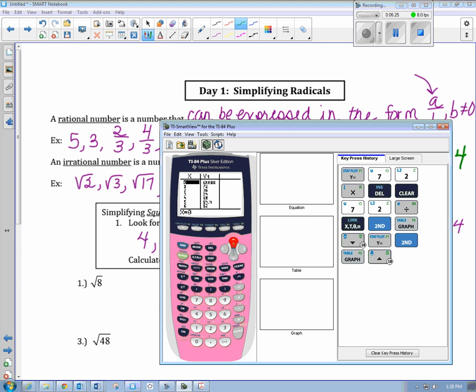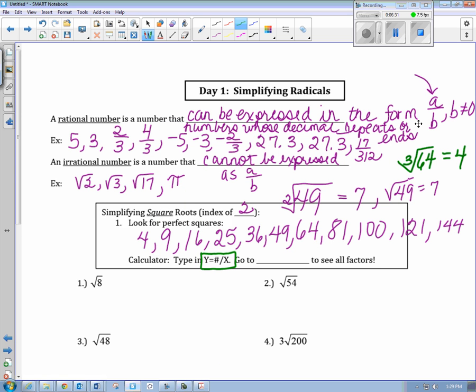So keep in mind, if you don't know the numbers, use your calculator and go through and take a look at the set of factors. So I'll put here, you're going to go to your table to see that set of factors. For our little example, what we did is y equals 72 divided by x. And that gave us all of our factors of the number that we were talking about, which in this case is 72.